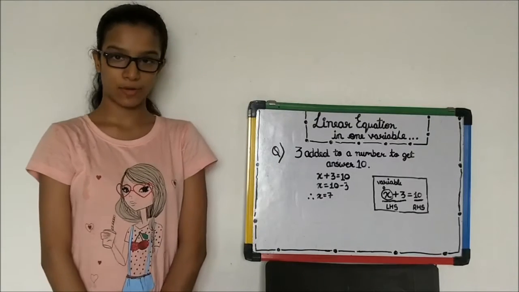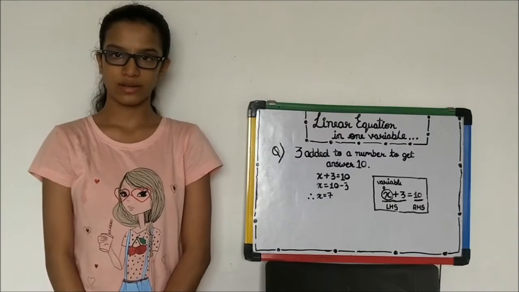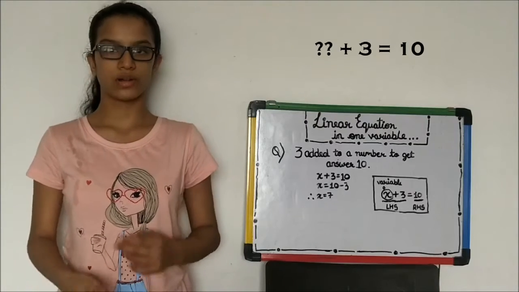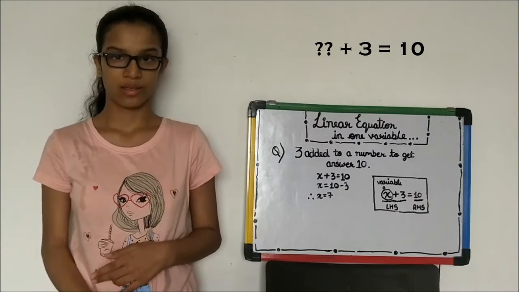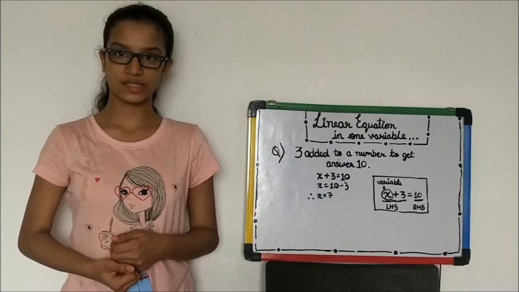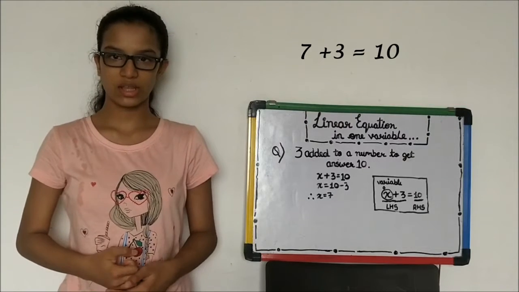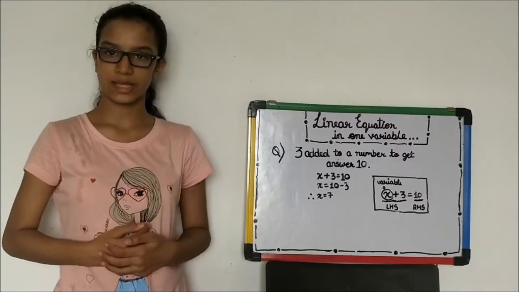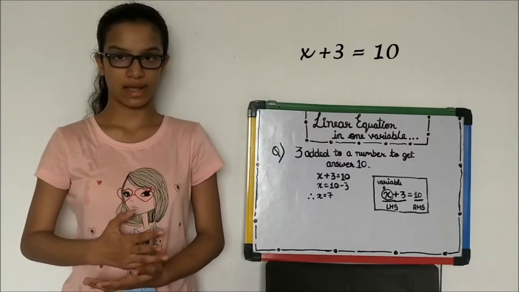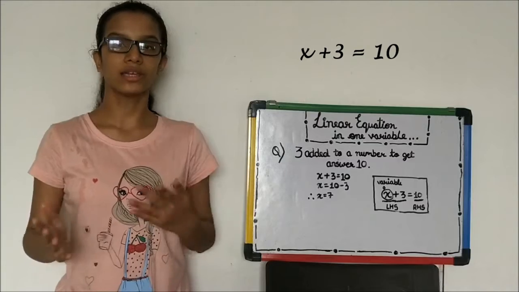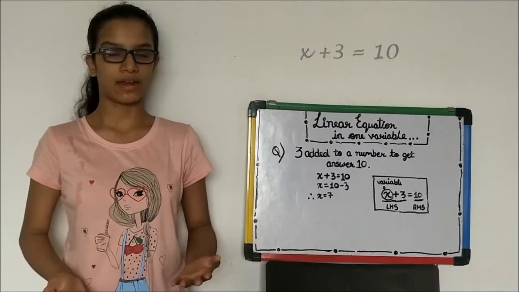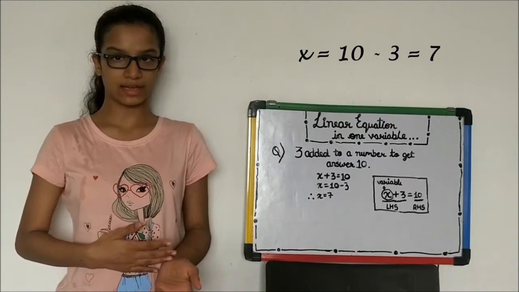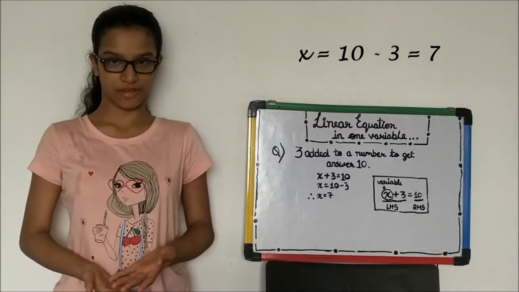Have you noticed this problem? Can you solve it? 3 added to a number to get the answer 10? We all know that the answer is 7, but this wasn't the reason I asked you for. We can even represent this another way. That is, x plus 3 equals 10. And if we find the value of x, we know that the answer is 7.